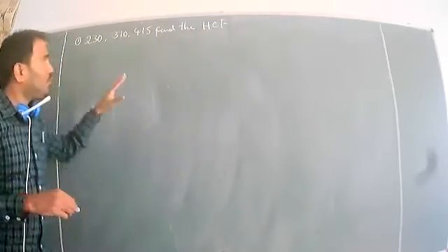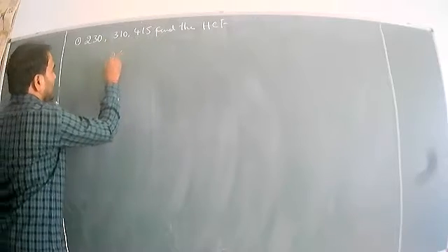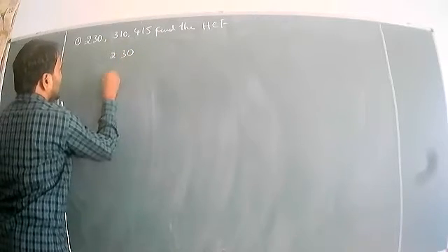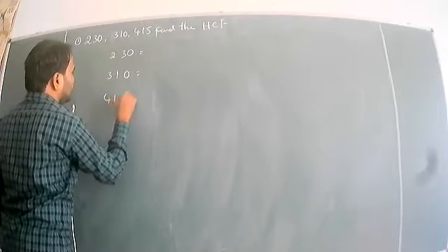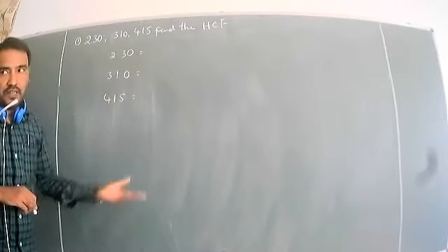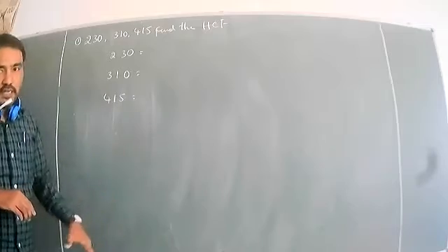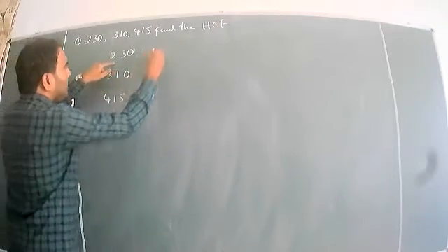Using the common factors, take 230 first. Write the factors of 230. Next 310 and 415, write the factors. Then the common factors have to be taken, and which one is the greater? That is the HCF. So now first find out the factors. One is a factor of every number.